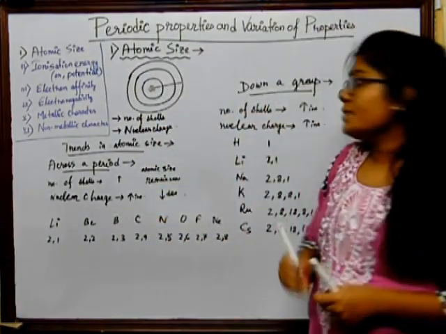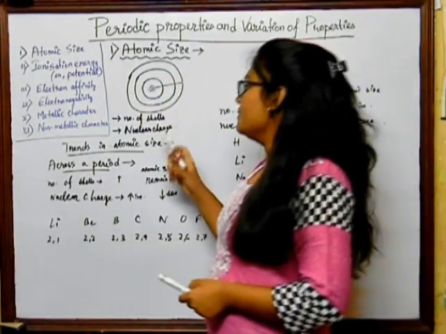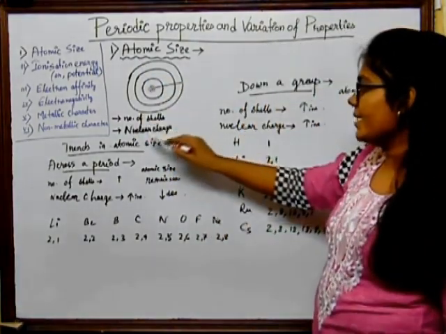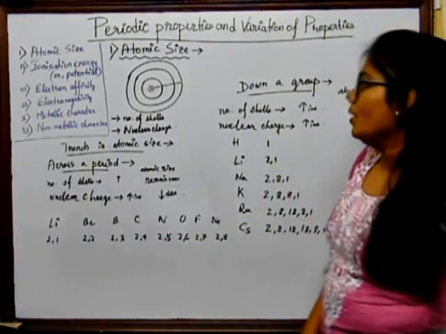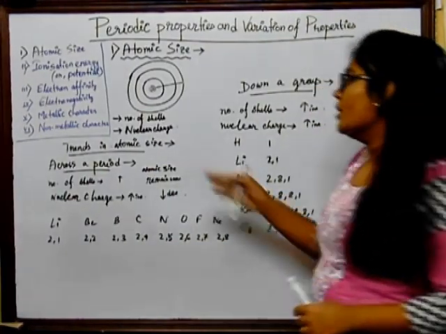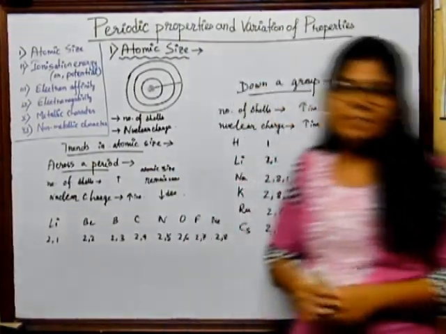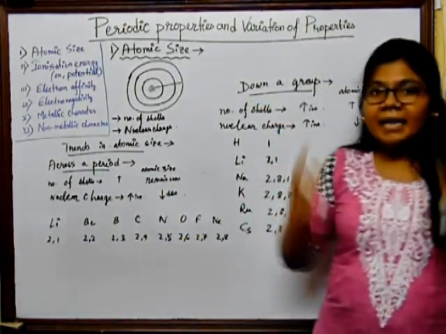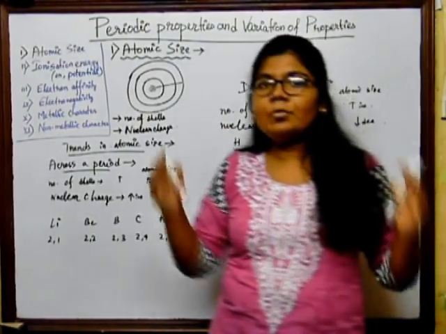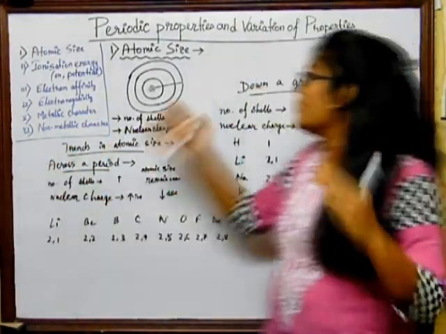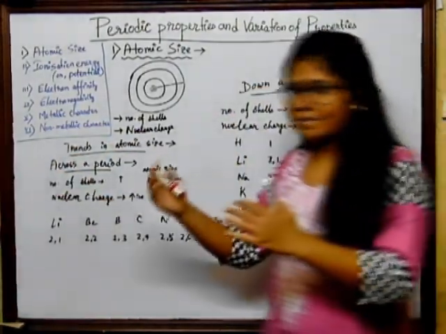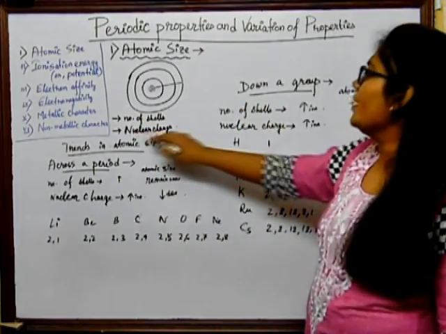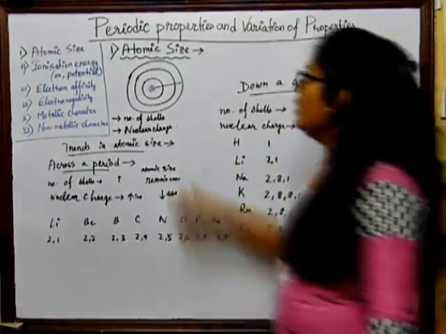The factors on which atomic size depends are number of shells and nuclear charge. How does it depend on number of shells? If we keep increasing the number of shells, meaning K to L to M to N, then the atomic size also increases. Next, nuclear charge.